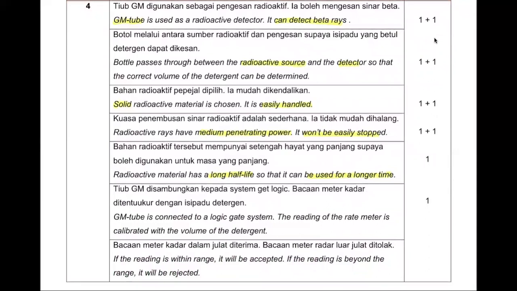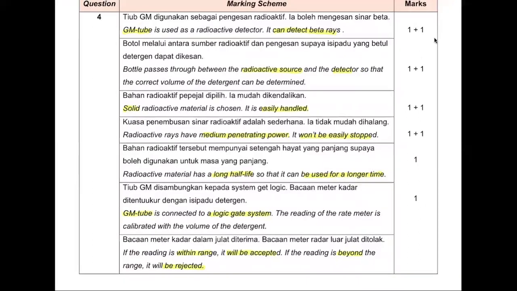All right, this is what I told you just now. The GM tube is connected to a logic gate system. The reading of the rate meter is calibrated with the volume of the detergent. If the reading is within range, it will be accepted. If the reading is beyond or less than the range, it will be rejected. Right? So that is how you suggest your answer for this situation.